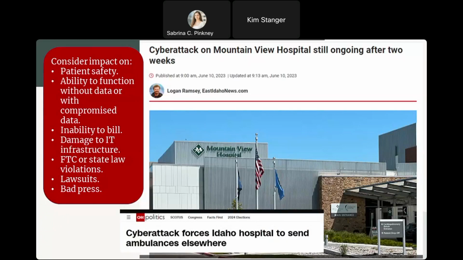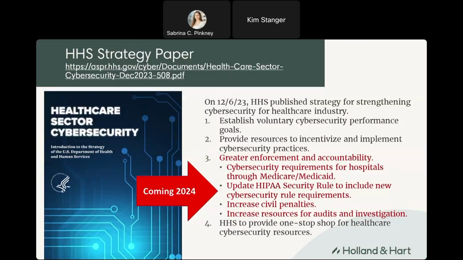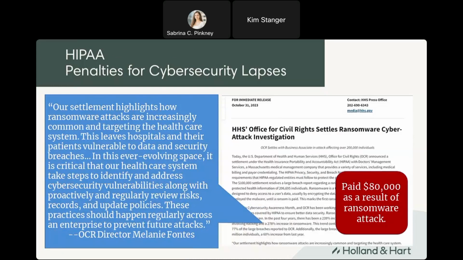I think that the current last estimate I saw is the average data breach for a healthcare entity is about $11 million. The government obviously is very concerned about cybersecurity in the healthcare sector. And in December, they actually issued their guide, their strategy for strengthening that, among other things. They are going to enforce cybersecurity requirements through the HIPAA security rule and the like. I would anticipate that we would get these new rules in 2024. So just watch out for that stuff.